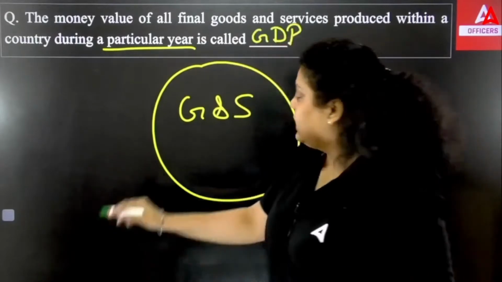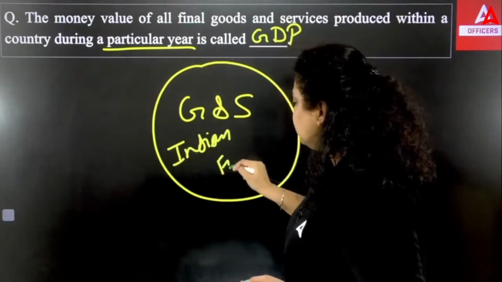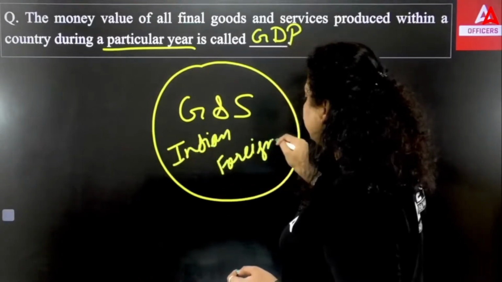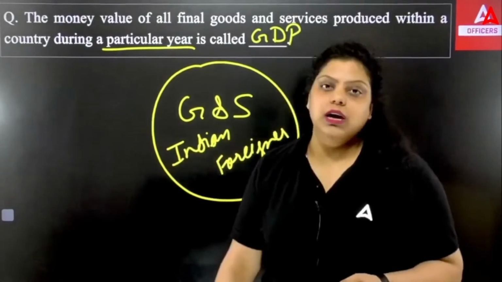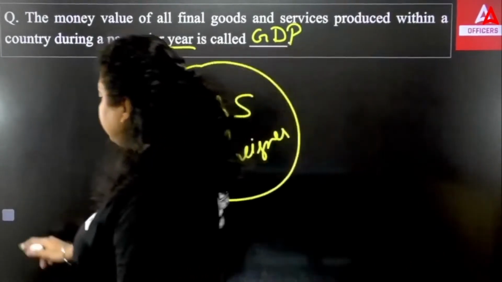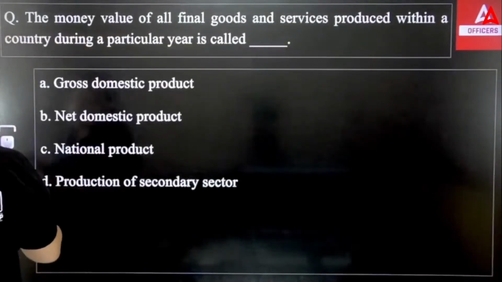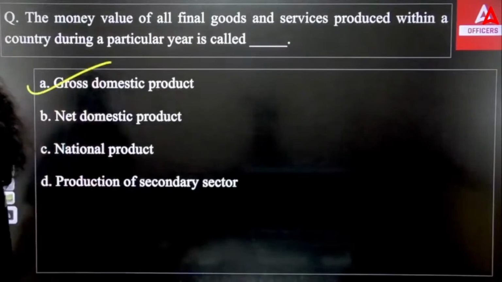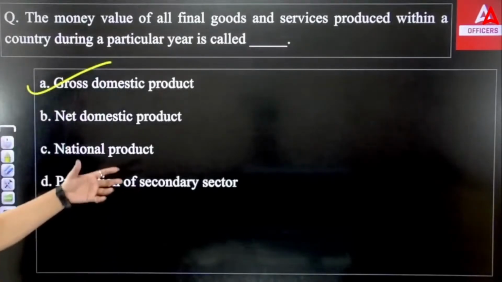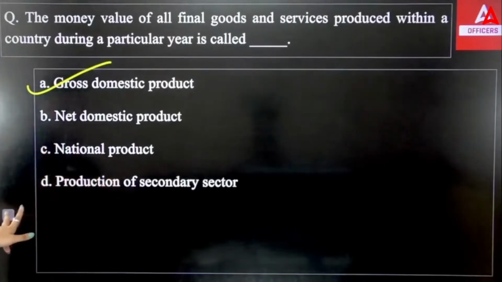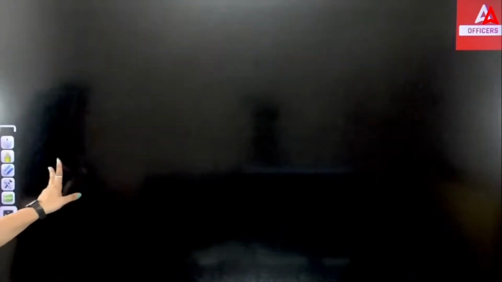That's GDP. Now it doesn't matter whether it is produced by an Indian or by a foreigner, but this production has been done within the geographical boundary of a country, and that's the answer to this question. So do remember, GDP is the money value of all final goods and services that have been produced by the citizens of a country, or maybe by foreigners, but it should be produced within the geographical boundary of a country. So the right answer will be option A.